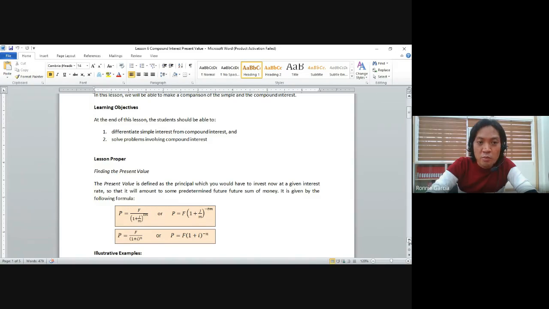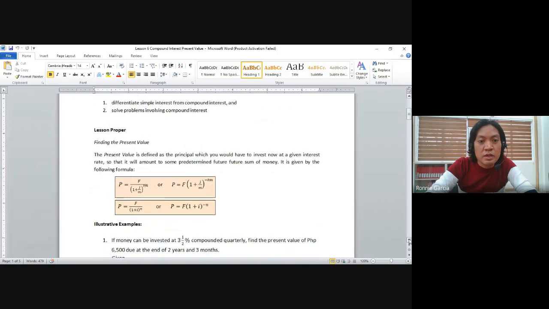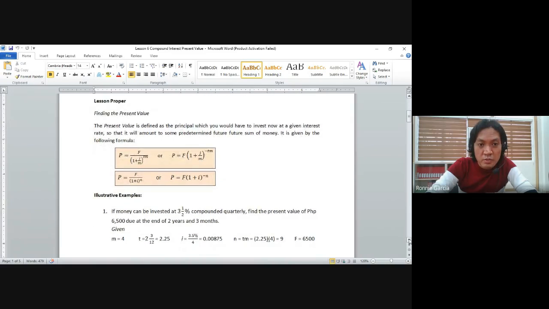So from that formula, we can derive it and solve for the value of P, which is the present value. The present value, which is also known as the principal, is the amount that you have invested at the present time that will give an interest, or that will be computed with an interest rate so that the amount will become larger and the future value will be determined. So that is the definition of the present value as mentioned here in our material.